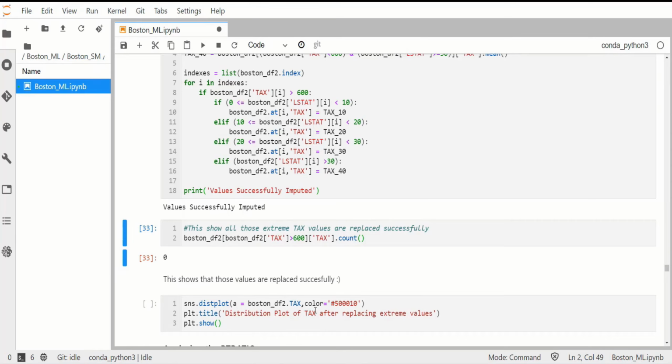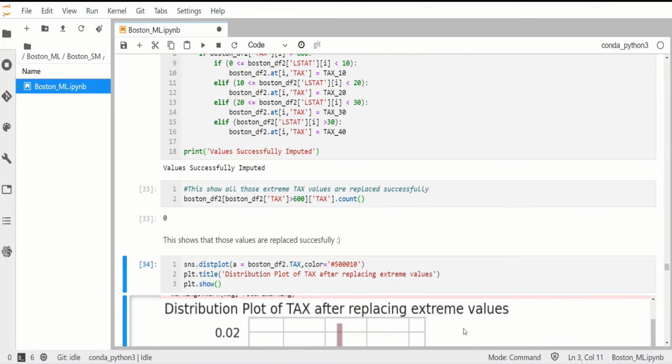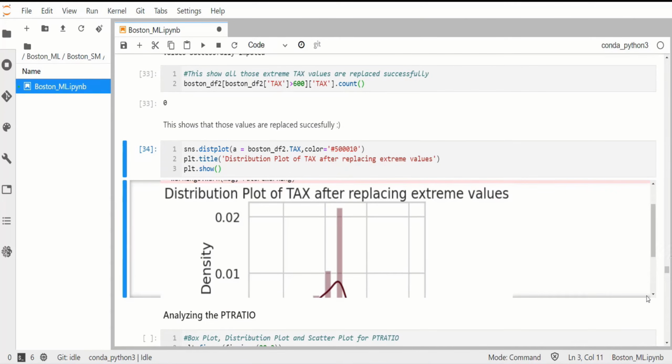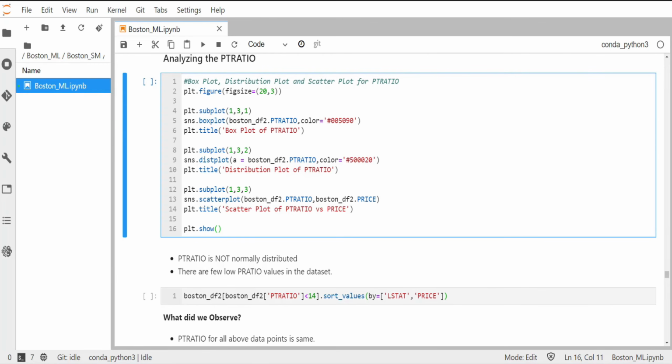Now let's have a look at the distribution after the changes we have made. So here we have a normal distribution. In this lesson, we will continue with the remaining analysis that is left. So let's now analyze the PT ratio, that is the pupil-teacher ratio, and we will follow the same method to analyze it as well.